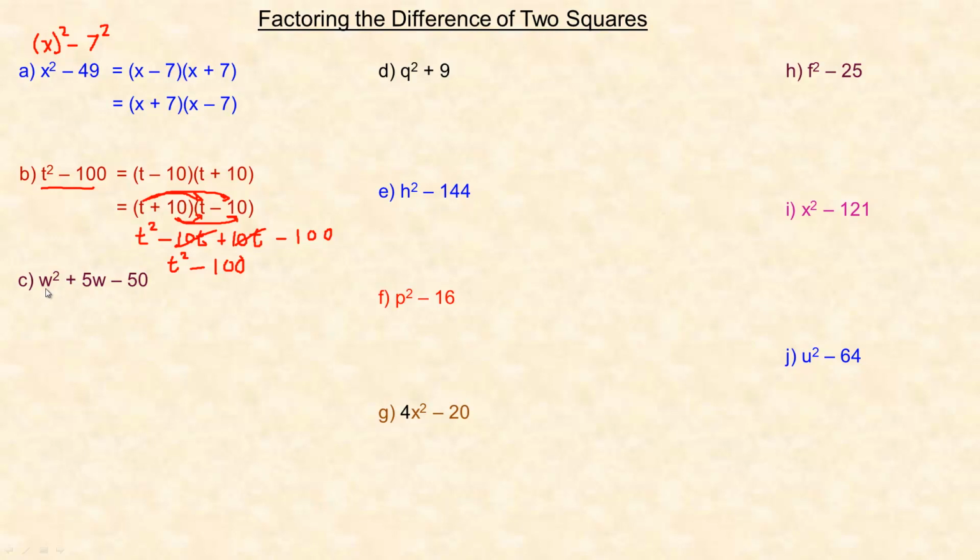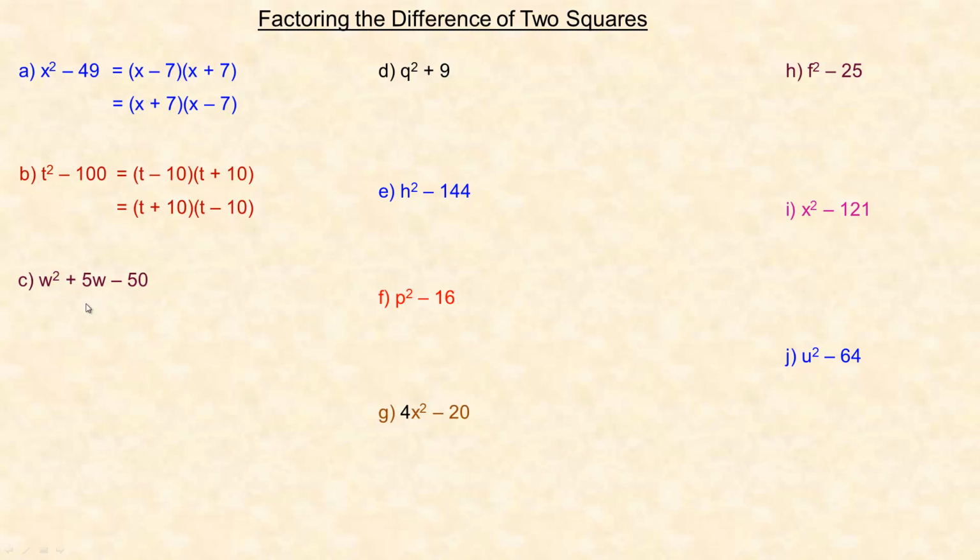Maybe we'll get rid of this writing. W squared plus 5w minus 50. Well, the difference of two squares is always two terms separated by a subtraction sign. So we have 3 here. I referred to the trinomial factoring. This is a trinomial. It's got a quadratic term, the w squared. This is called a linear term. It's 5 times the variable w. This is a constant at the end. So that's a classic trinomial.